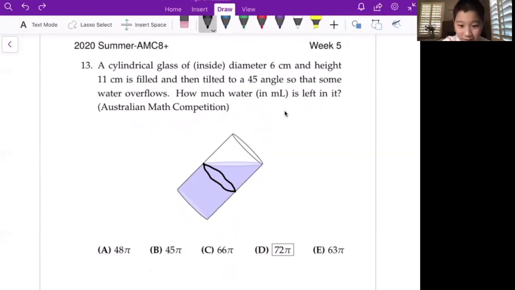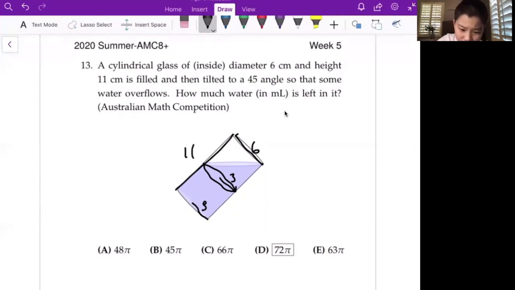But then let's look at the problem again. Inside diameter 6 centimeters. So the diameter is 6, the radius is 3. Always work in terms of radius instead of diameter for those area problems and volume problems. So then this is also 3. Now we need to figure out the height. We know that this is 6 because that's just the diameter. And then this whole thing is 11.